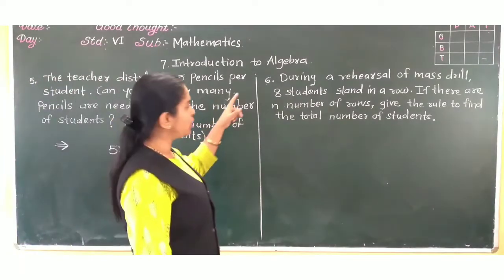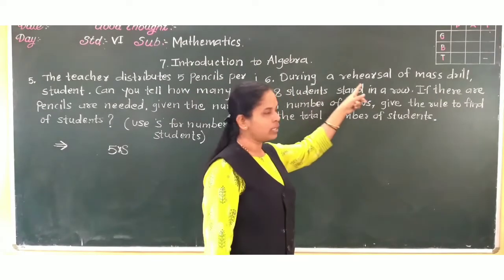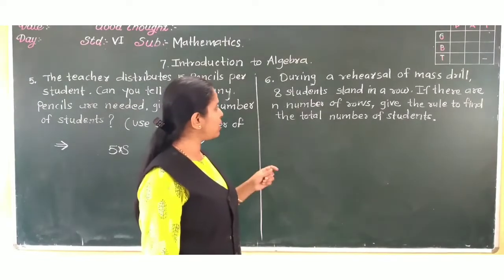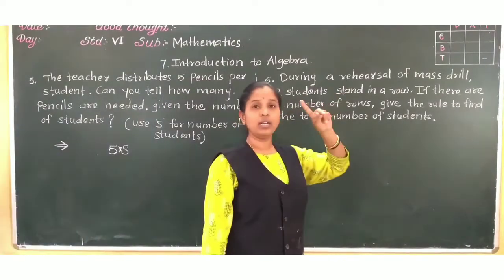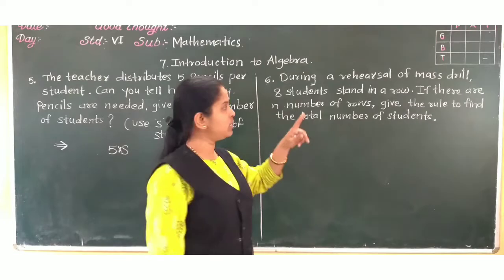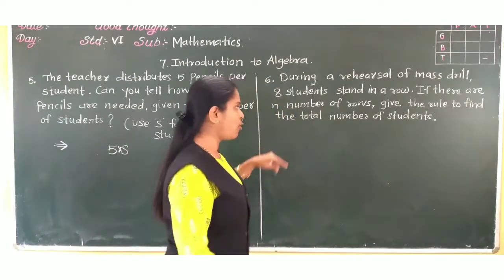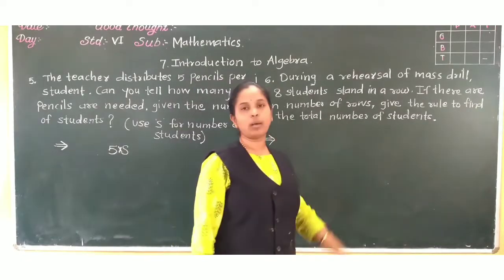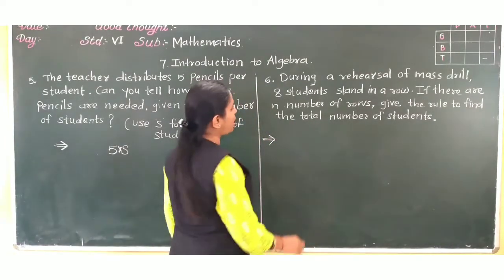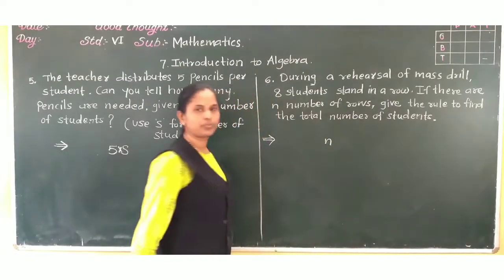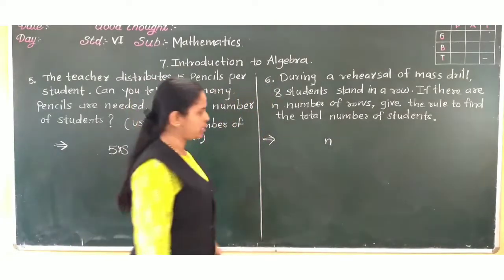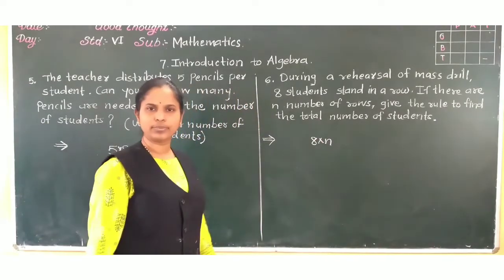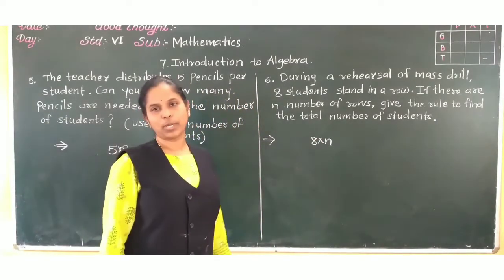Next, question number 6. During a rehearsal of mass drill, these PT drills, 8 students stand in a row. In one row, 8 students. If there are n number of rows, give the rule to find the total number of students. In each row 8 students. That means total how many students? So 8 multiplied by n, 8n. In this way we can express.